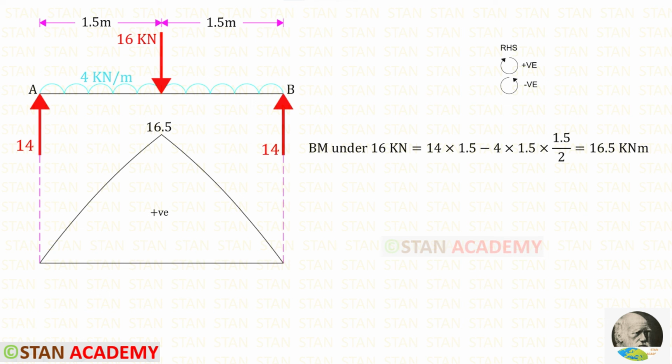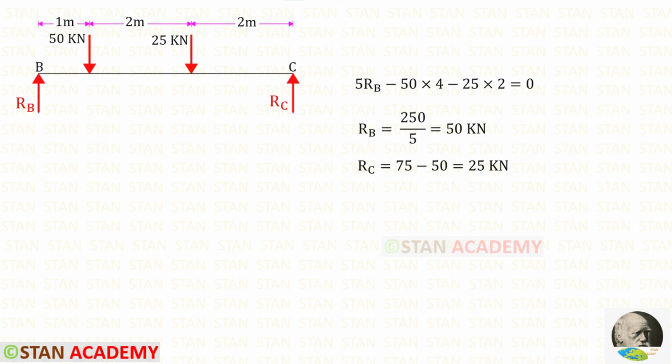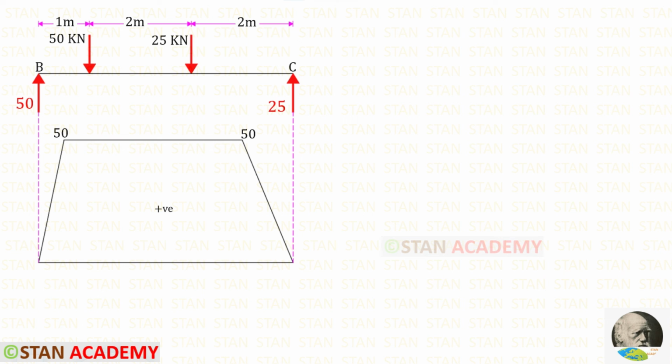Now, using the right hand side rule, we can find the bending moment under the 16 kN point load, which is 16.5 kN meter. Now let us take the span BC and find the reactions RB and RC. Let us draw the bending moment diagram. 50 into 1 we will get 50 and 25 into 2 we will get 50.